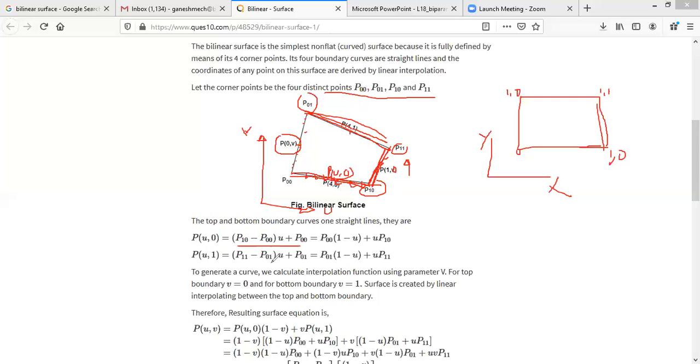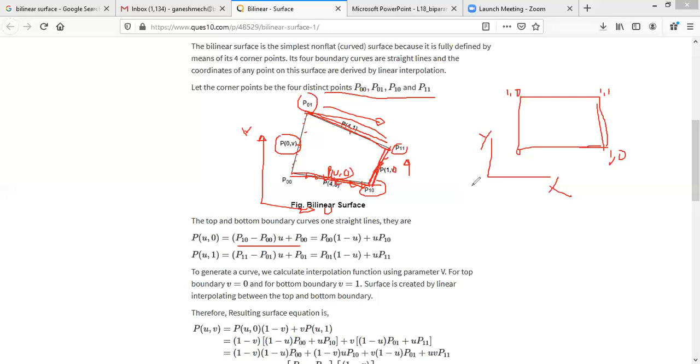So for the top line, it's going to be p of 1 1 minus p of 0 1, and it's going to be in the u direction, right? So into u plus p 0 1. So rewrite this as p of 0 1 into 1 minus u plus u into p 1 1.